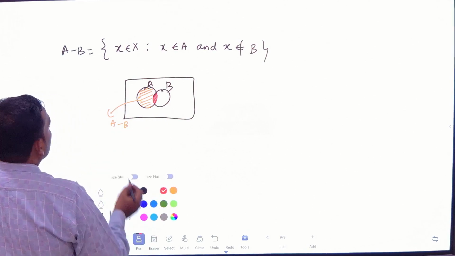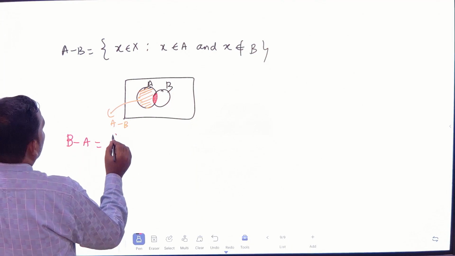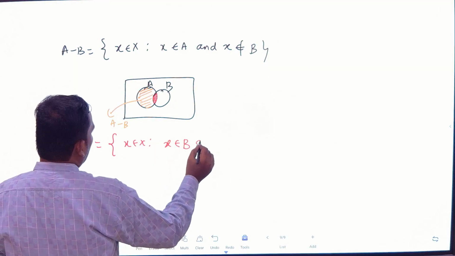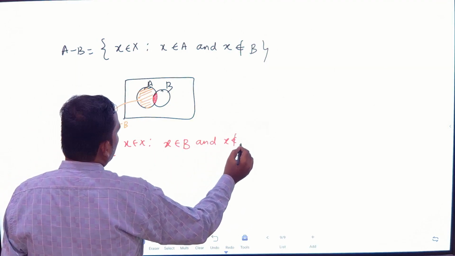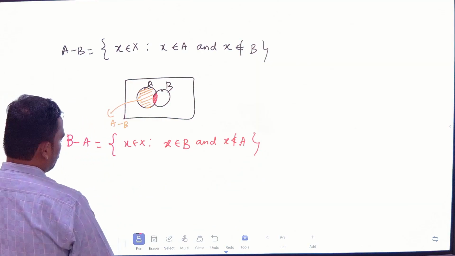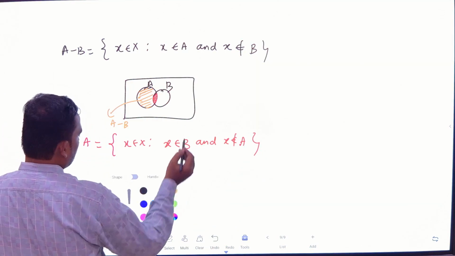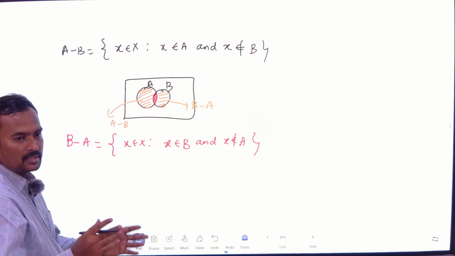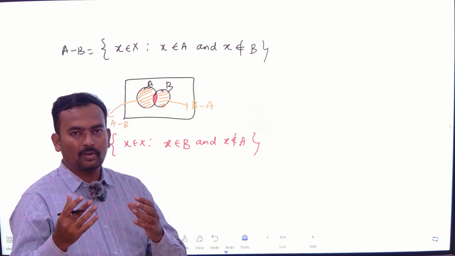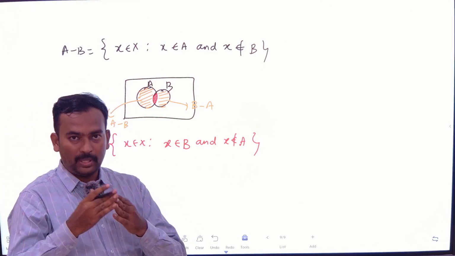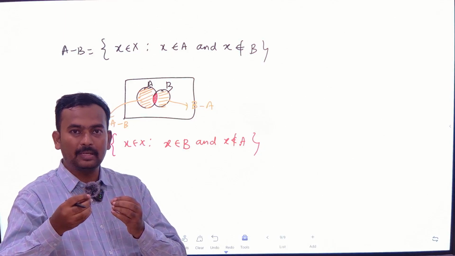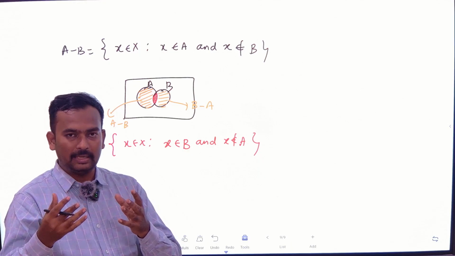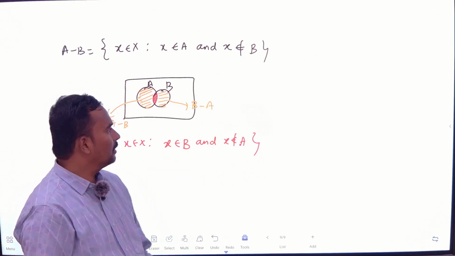Same way, you can see B minus A. How to write B minus A? The collection of all elements x such that x belongs to B and x does not belong to A. What is the portion here? This one, right? This is B minus A. B minus A means you remove the common elements from B. A minus B means you take the common elements of A and B and remove them from A. Clear? Okay.